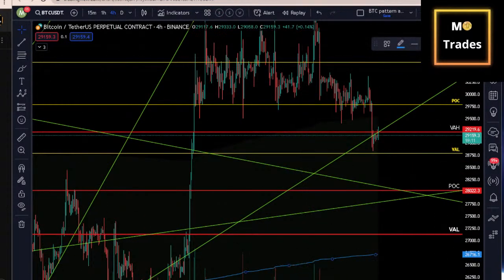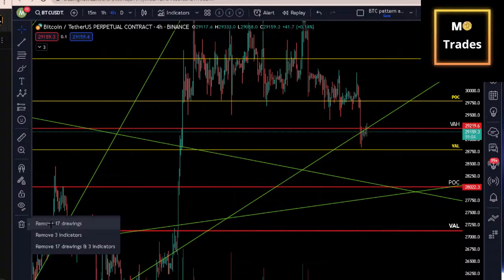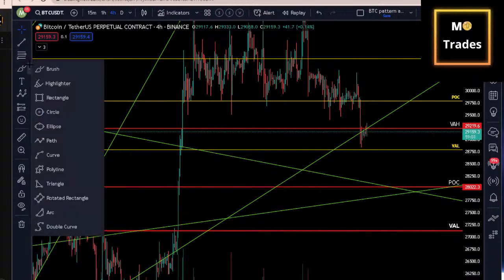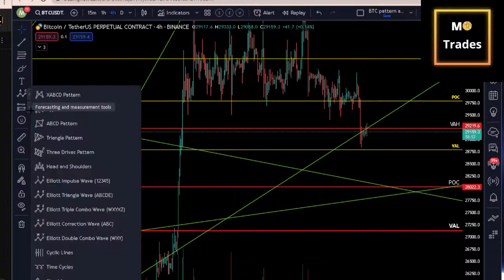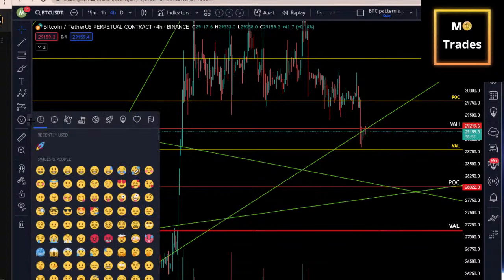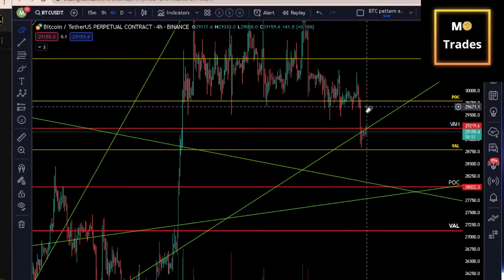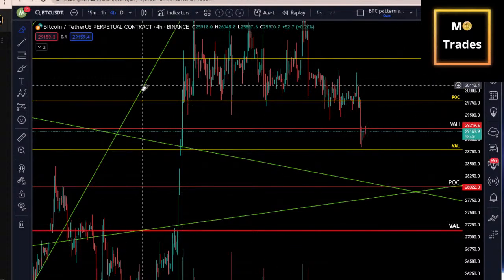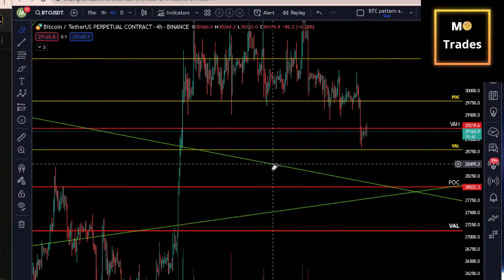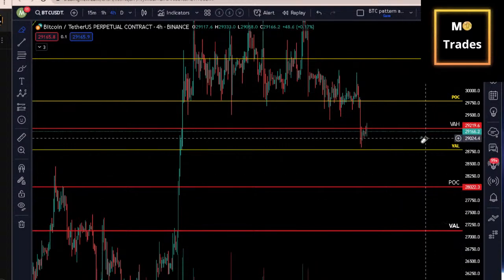And take the VWAP off, and I'm going to try and remove, let me find the tool, the eraser. I always struggle finding the eraser. Where is the eraser? Now if I take away this trend line and this trend line, just to clean up the chart a bit, reduce the lines, and just leave the two volume profiles that I have.